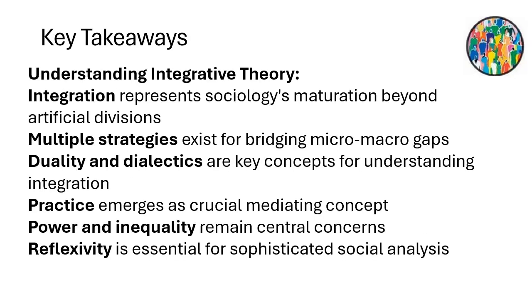As we conclude this chapter and our sequence, several takeaways emerge about integrative theory. Integration represents sociology's maturation beyond the artificial divisions that characterize earlier periods. The recognition that social life is too complex for single-level theories. Multiple strategies exist for bridging micro-macro gaps, from Emerson's networks to Giddens' duality to Bourdieu's practice theory. Concepts like duality and dialectical relationships are crucial for understanding how different levels of social life interconnect. Practice emerges as a key mediating concept that bridges structure and agency.